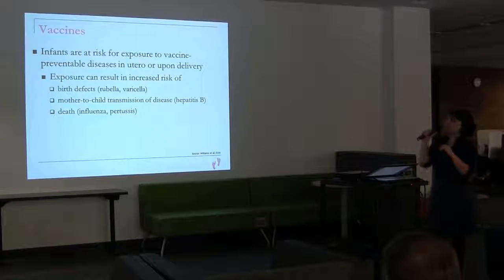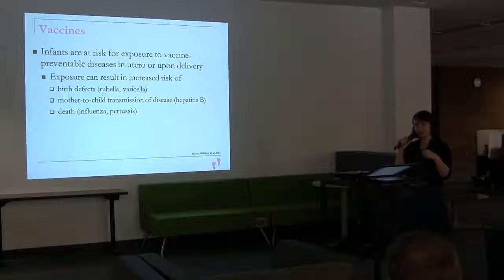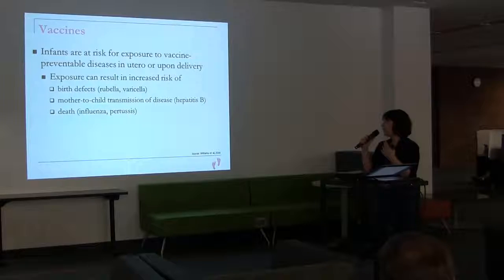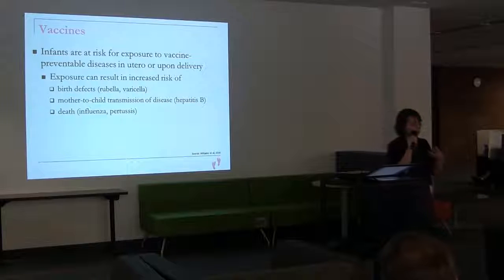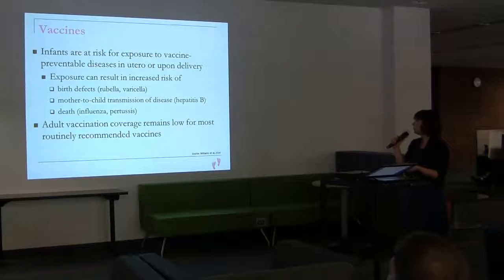So rubella or varicella cause birth defects if women contract those diseases while pregnant. There's some diseases like hepatitis that can be spread from the mother to the child. And then there are diseases that, if the infant would acquire them, like influenza or pertussis, which is known as whooping cough, could really be fatal to that small child.